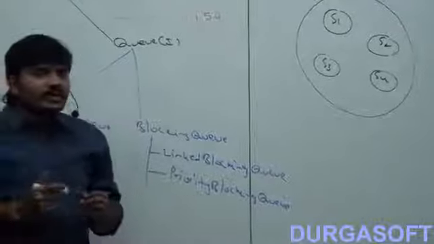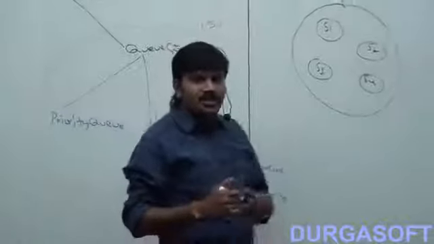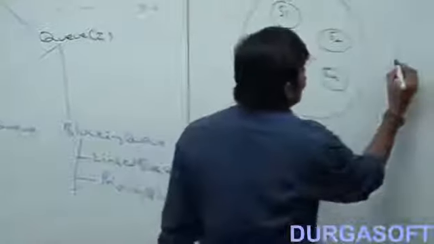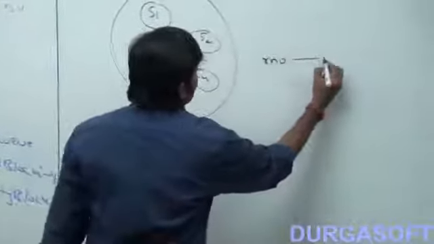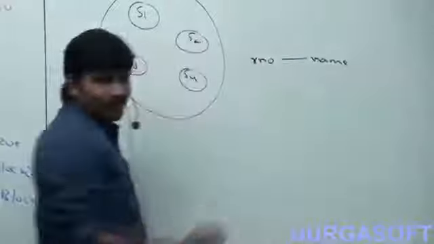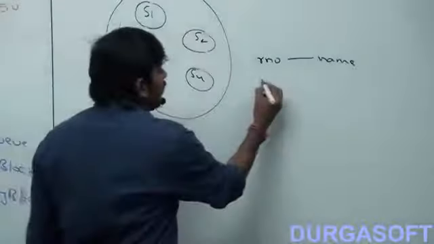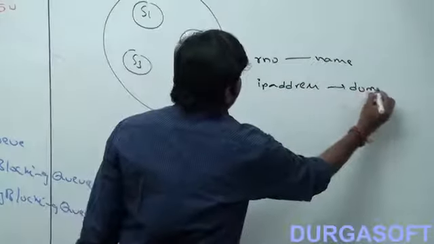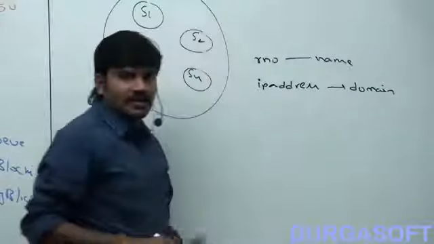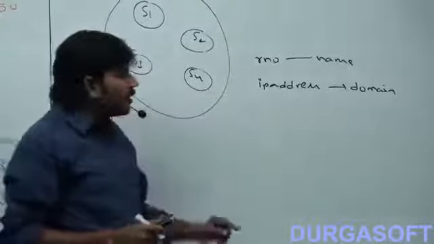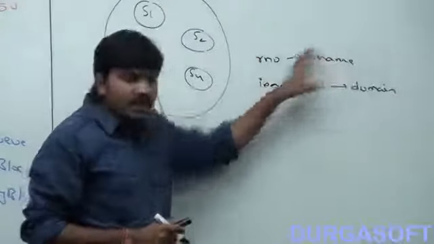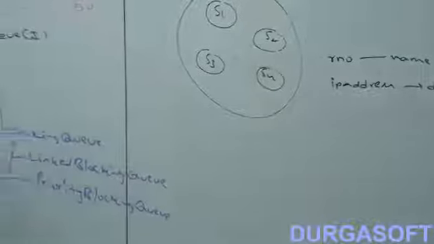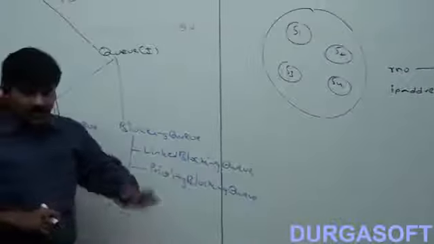But sometimes I want to represent a group of objects as key value pairs. Best example, roll number and name. Are you getting it? Roll number, name, or IP address, domain name. If we want to represent a group of objects as key value pairs, then we should go for the Map interface, and we can't go for all these interfaces, right? Okay, take a note.